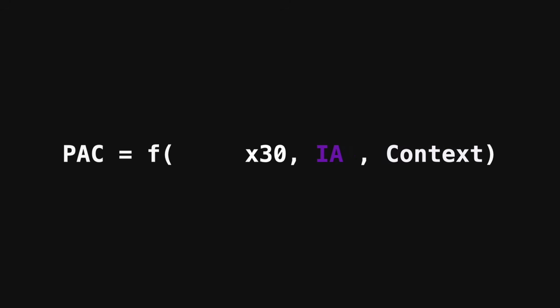The context is a unique value that makes each signature different. Commonly used contexts include the stack pointer, 0, or a custom value for specific use cases. Without that context, an attacker could copy a valid PAC from one location to the other. So let's take a deeper look at keys, and we will focus on instruction keys like IA and IB.